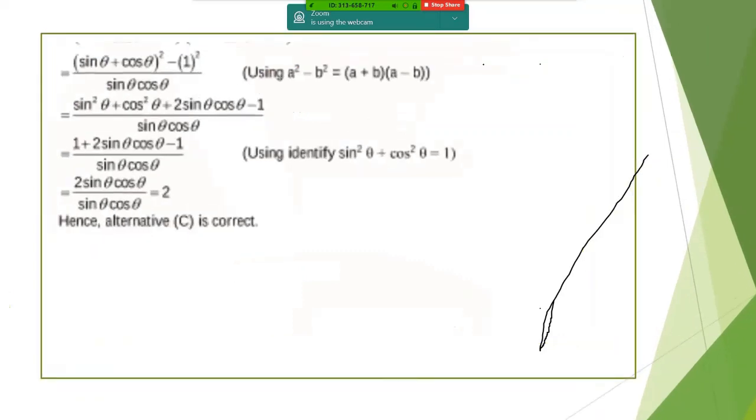So again, A plus B whole square, A square plus B square plus 2AB, minus 1 whole square, that is 1. So again, can you see sine square theta plus cos square theta? We are using this identity and that's equal to 1. So it is actually 1 plus 2 sine theta cos theta minus 1. So I think this is easy for you to follow.